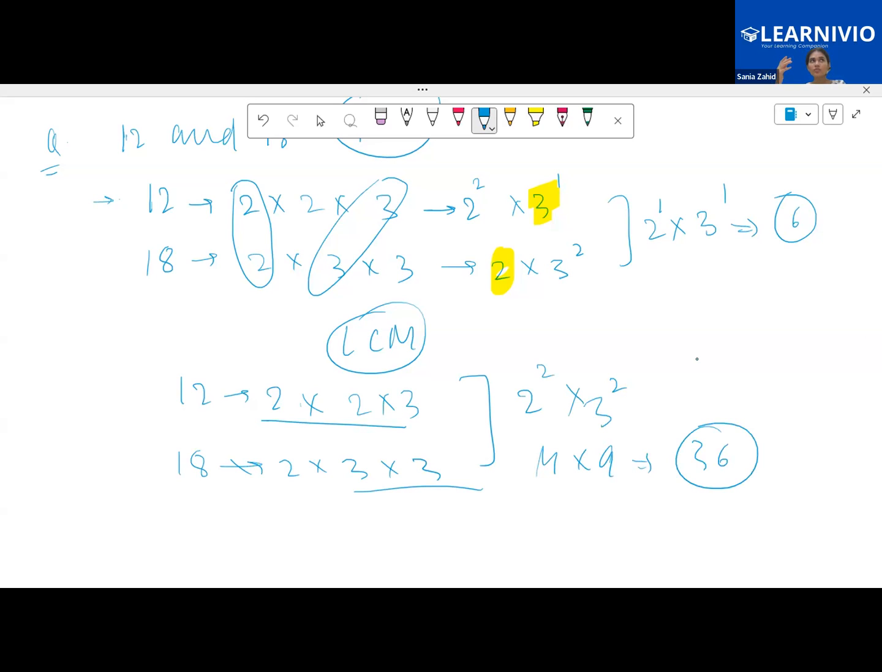For example, you have 2 as the common factor somewhere, and 2 has a power of 5 also, 4 also, 6 also, 3 also. So you will take which is the lowest power of it. 2 to the power 3 is lowest. So you will take 2 to the power of 3. While in LCM, what you will do? You will take only the highest power. Alright. Let's practice some questions based on this.